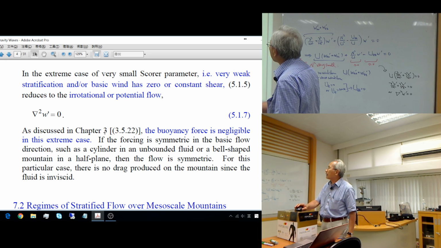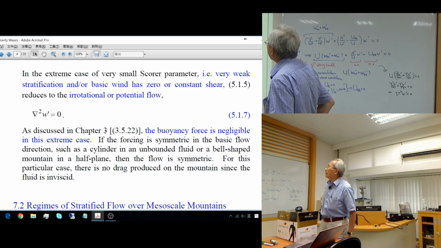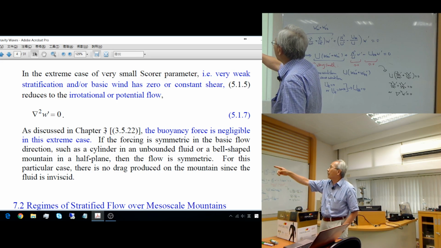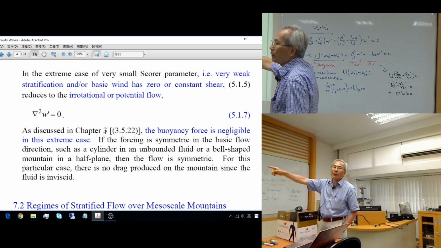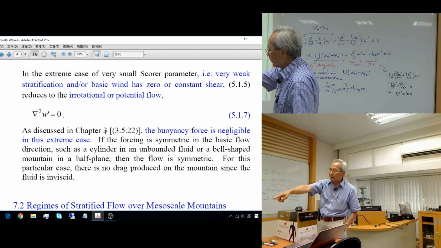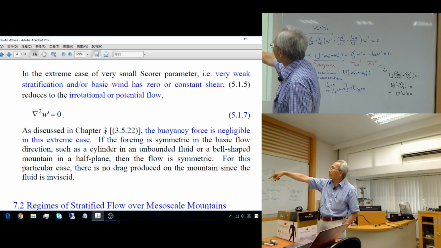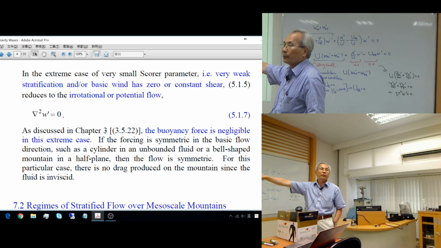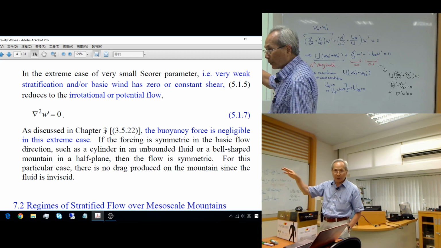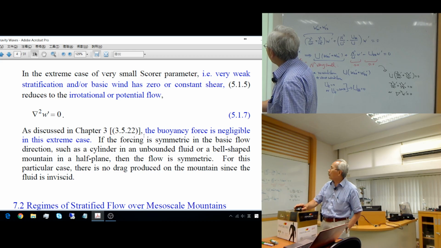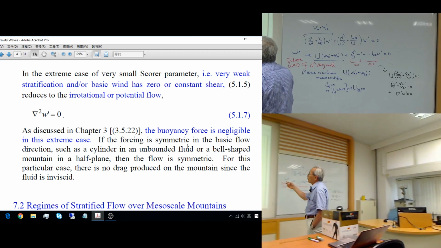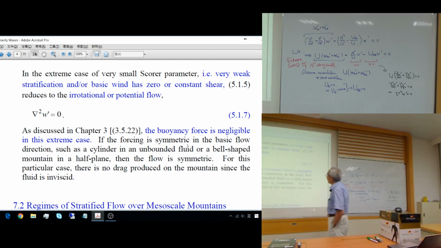Okay, so we studied that in chapter 3, section 3.5.22, chapter 3 of Dean's 2007 book. In our lecture notes, that is probably chapter 4, the pure gravity wave chapter. The buoyancy force is negligible in this extreme case.